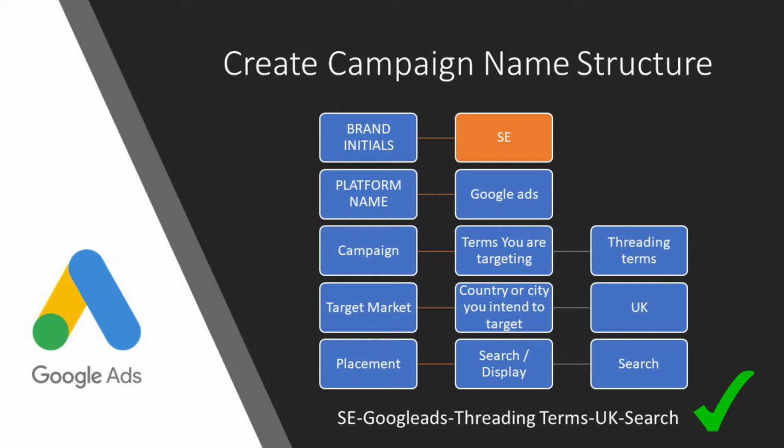Then this leads to the placement. In this case, this is search because we're creating a search campaign. But if you're creating a display campaign or a video campaign, you can use display or video.